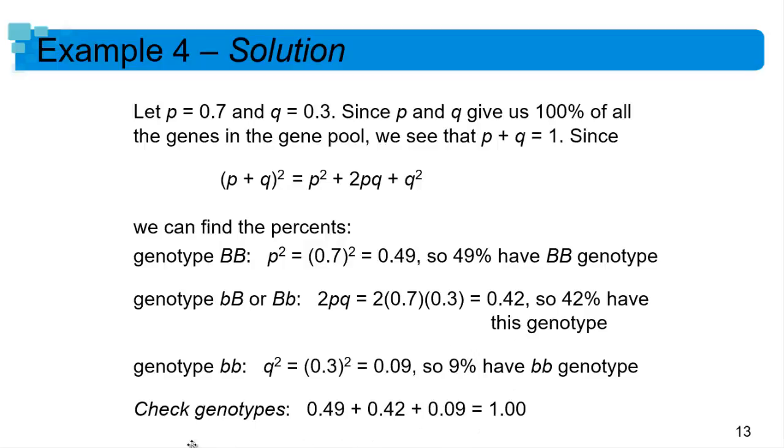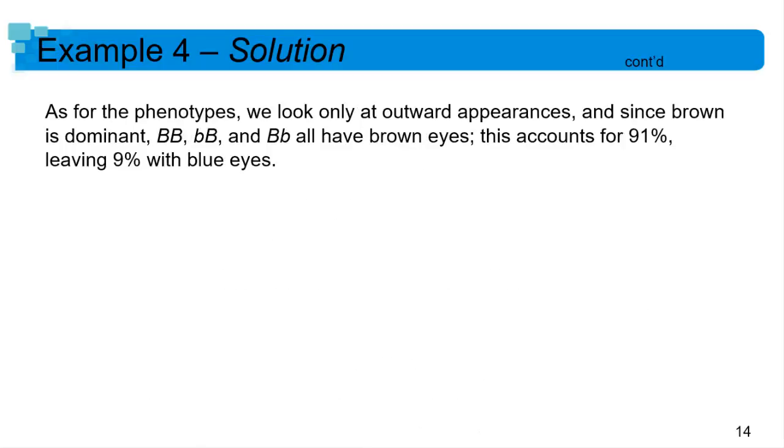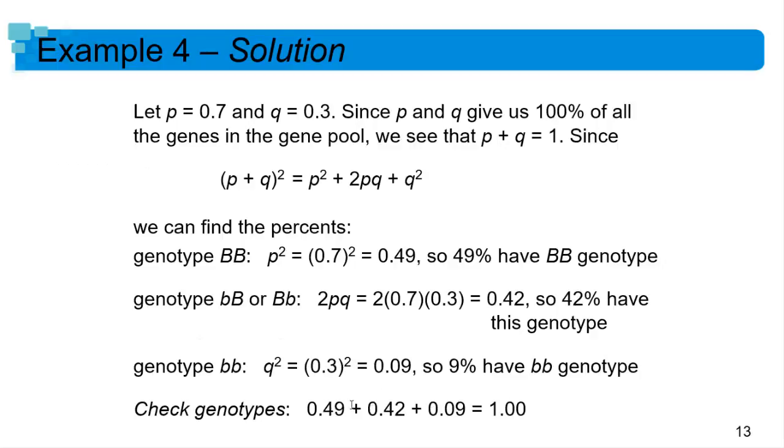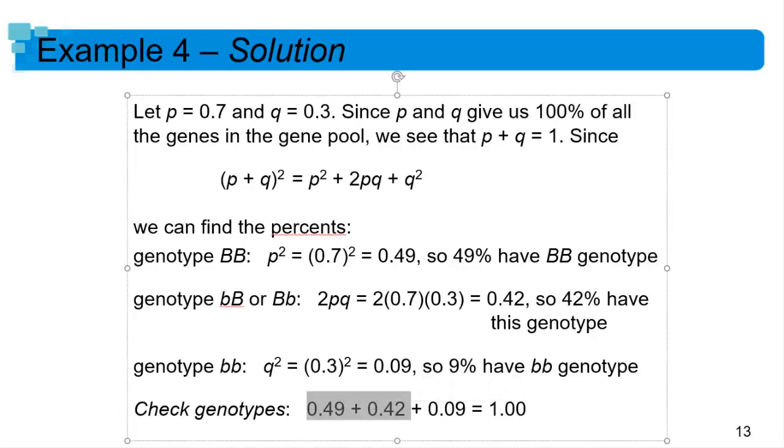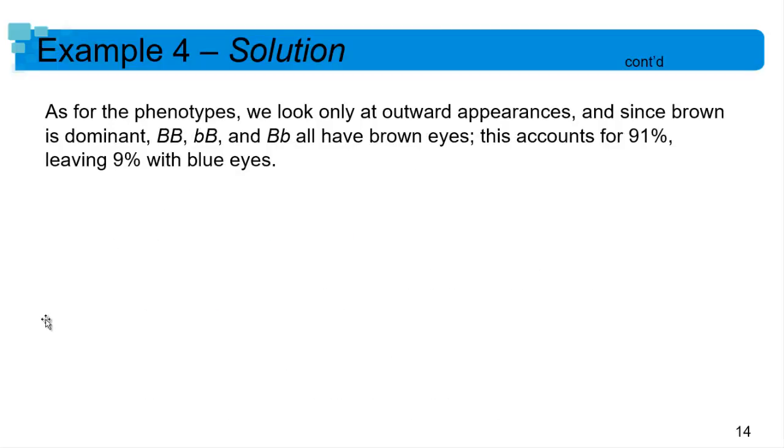As for the phenotypes, we look only at outward appearances. And since the brown gene is the dominant gene, all three of the first two gene pairings will have brown eyes. If you look back, that accounts for 91%, right? This plus this is 91%. You're left with 9% that are blue. So 9% have blue eyes.